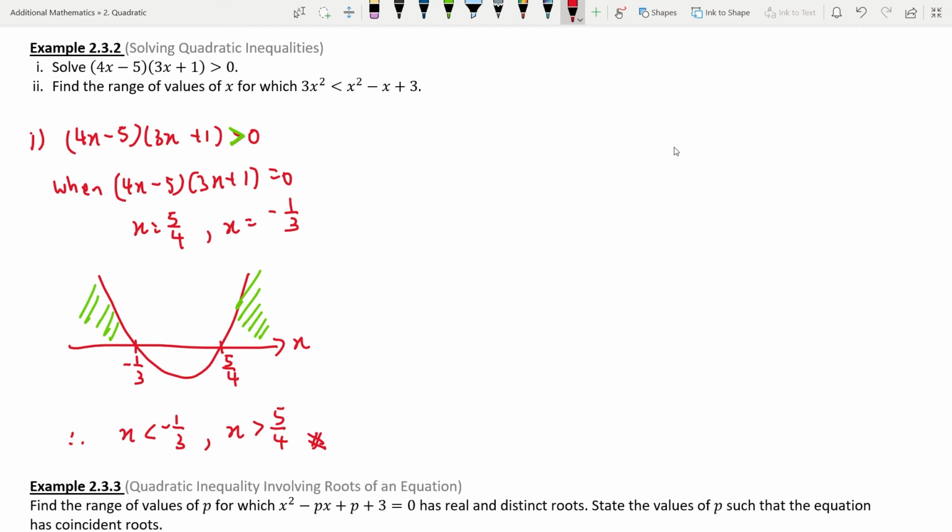Number 2, find the range of values of x for which 3x squared is lesser than x squared minus x plus 3. We rearrange the inequality. 3x squared minus x squared plus x minus 3 lesser than 0. Simplify it, we get 2x squared plus x minus 3 lesser than 0. Then we factorize it.